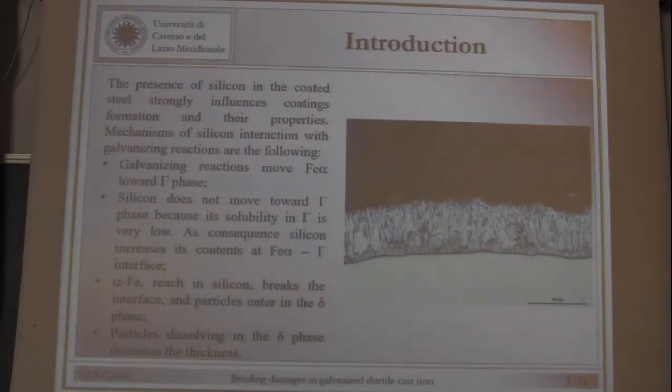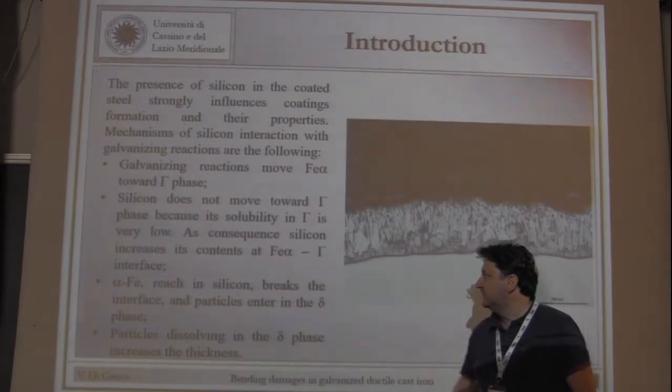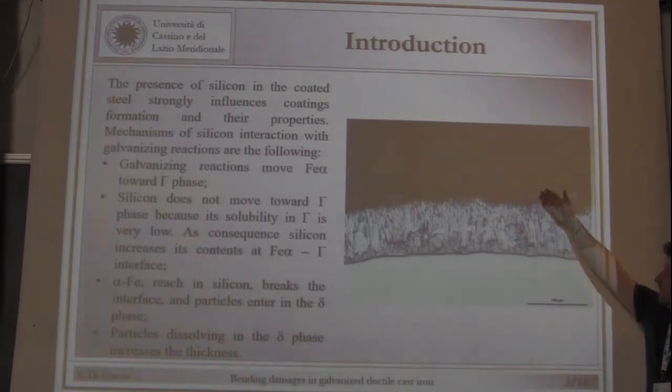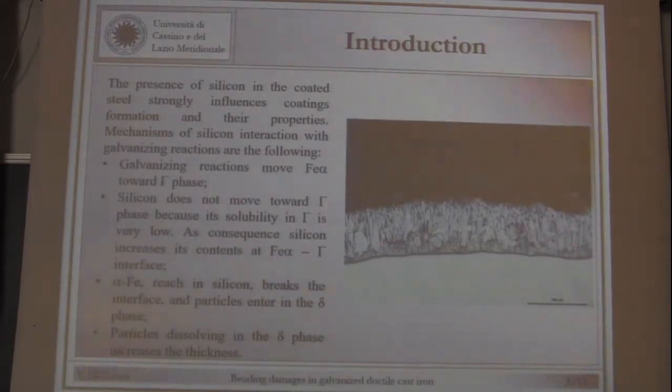Firstly, the silicon promotes the formation of the delta phase rich in iron, and this phase is the gamma phase, as we know from the stable diagram, but this is very brittle. It is very easy to propagate and dissolve this phase in the delta phase. It promotes the formation of coatings from the substrate to the outer surface. This is the section of a traditional galvanizing.